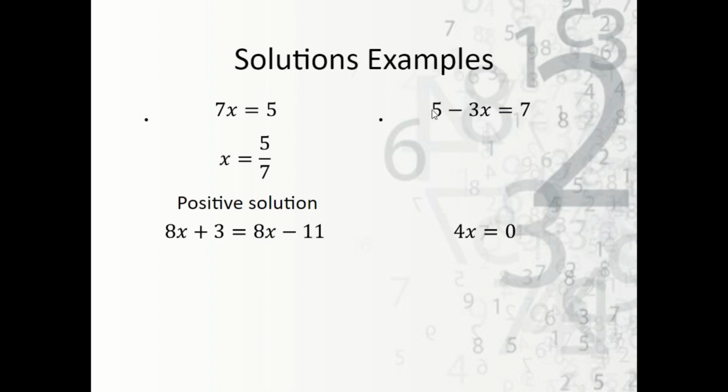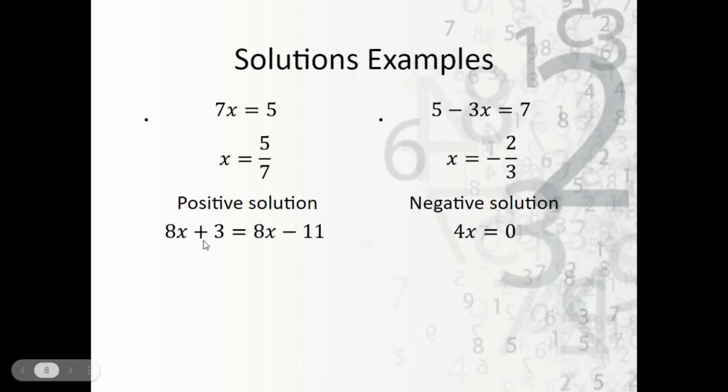Here we have 5 minus 3x is equal to 7. I know I'm going to subtract 5 from both sides. It's going to stay positive because 7 is still bigger than 5, so this is going to stay positive. Then I'm going to divide by a negative, so I know that this is going to be a negative solution. So even without solving, which I did here, I can just use logic to figure out that this is going to be negative.